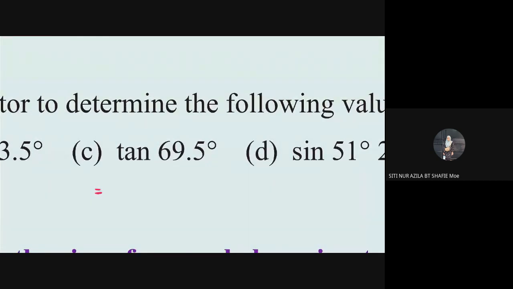Tan 69.5. 2.67. 4 decimal places, please. 2.6746. Okay, correct.